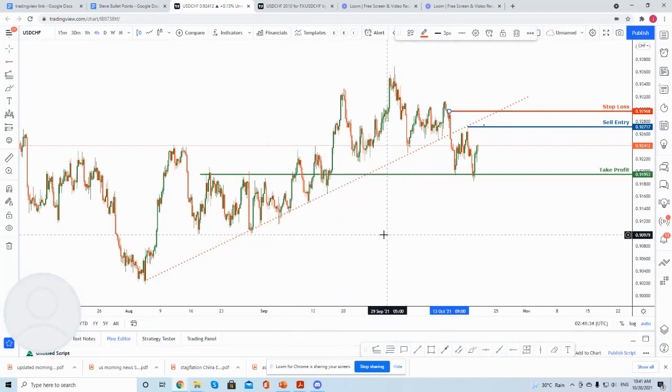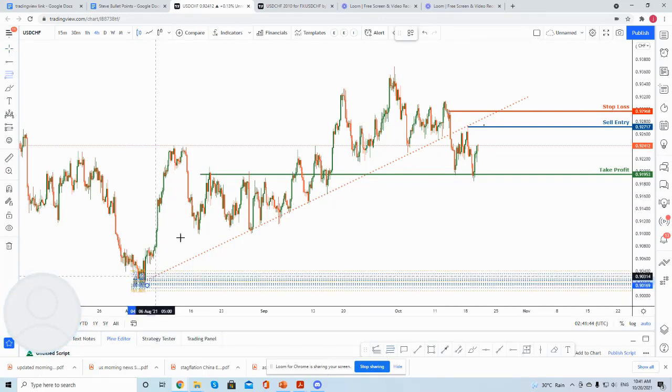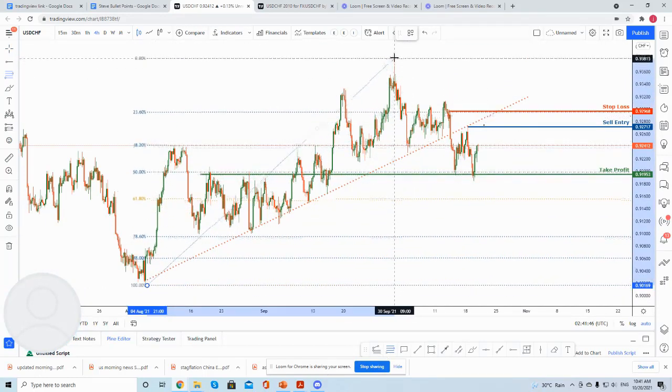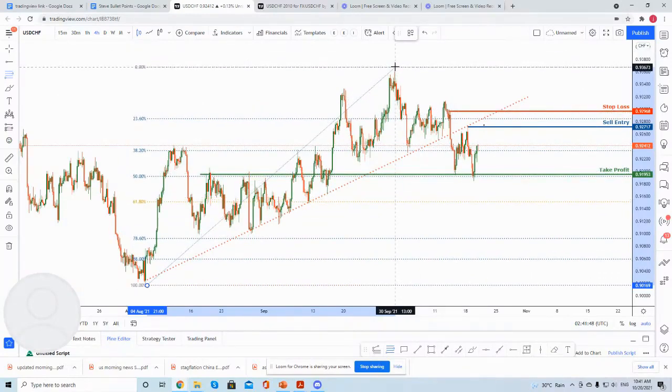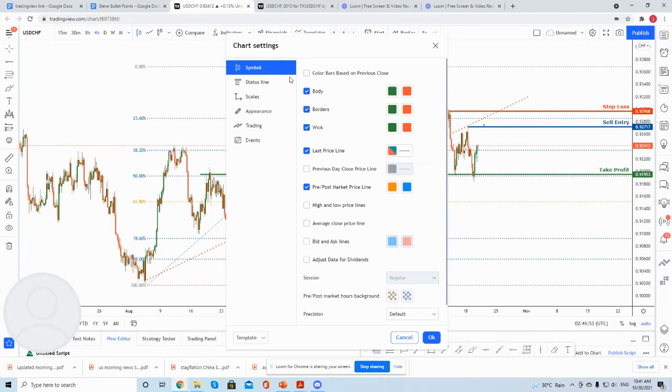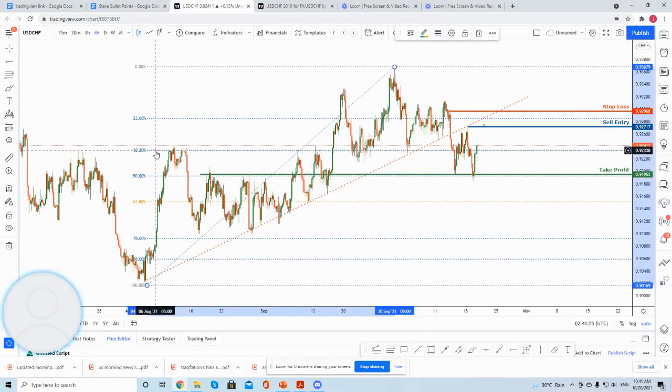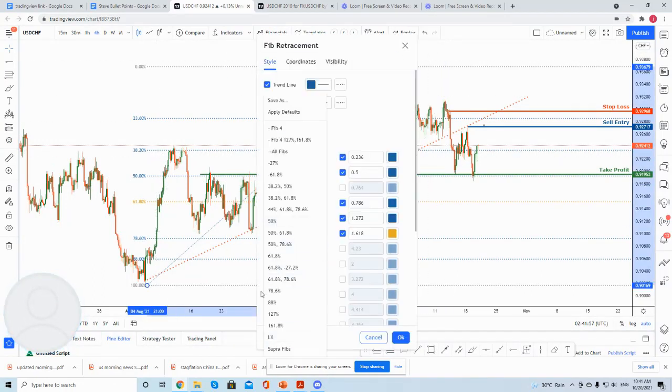Next, I would like to use my Fibonacci retracement and projection to determine if my support and my resistance level are strong or not. So I'll use my Fibonacci. You can clearly see here that my support level is at 50% of my Fibonacci retracement. I'll remove everything else except the 50% to make it cleaner for you guys to see.